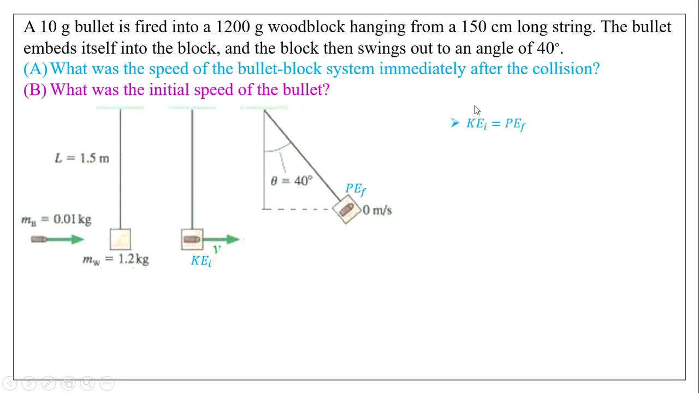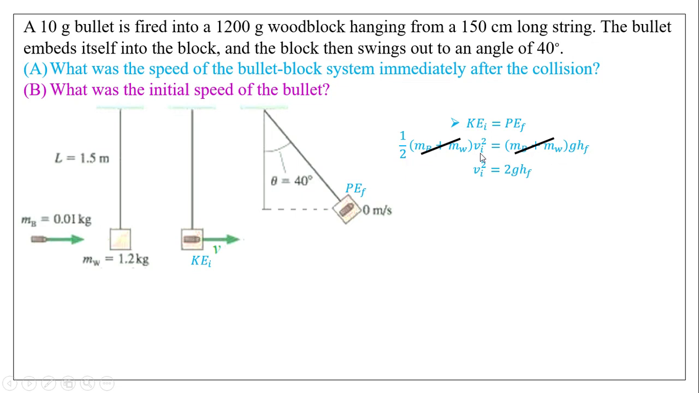So I'm just going to say KEI will be converted to PEF, and then I'm going to break up KEI into 1/2 (M bullet plus M wooden) because it's embedded, so it moves as one system, times VI squared. And on the right side, PE is just MGH, with M being the mass of the bullet and the wooden block together because they now move as one. But it doesn't matter because M bullet plus M wooden will cancel on both sides. So really, at the end of the day, we simply have VI squared times 1/2 equals GH.